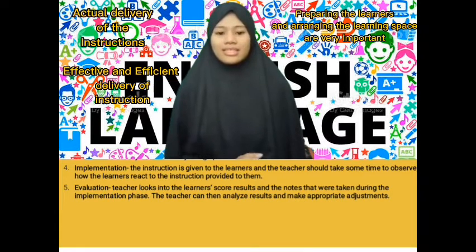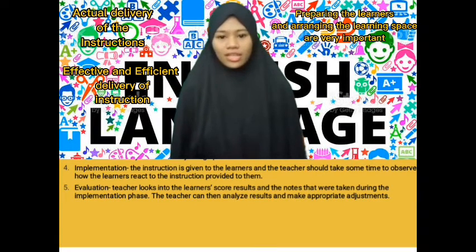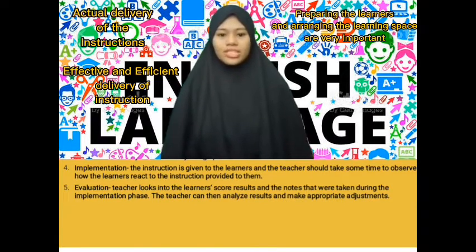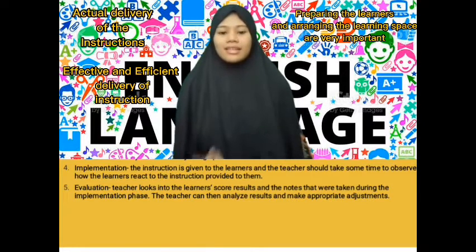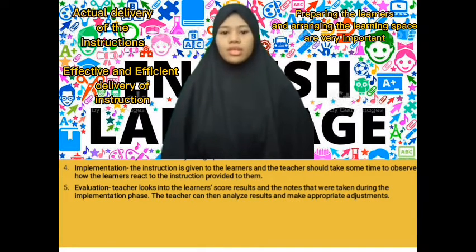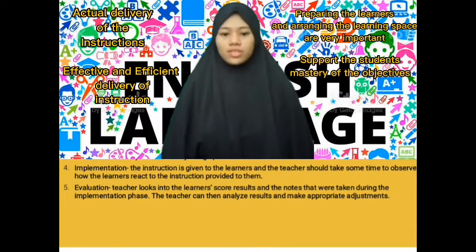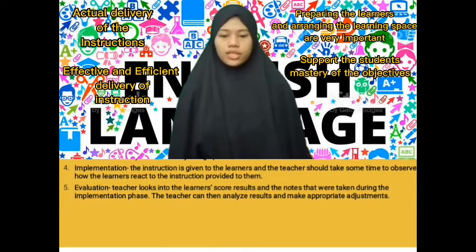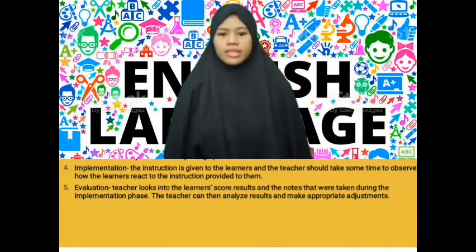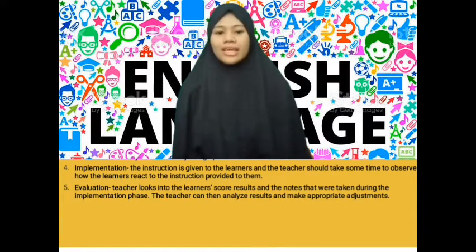It is a session to prepare the learners, of course, and make sure that they have the tools and knowledge necessary to participate in the class, and this phase must promote the students' understanding of materials and, of course, support the students' mastery of the objectives. During the implementation phase, the instruction is given to the learners and the teachers should take some time to observe how the learners react to the instruction provided to them.